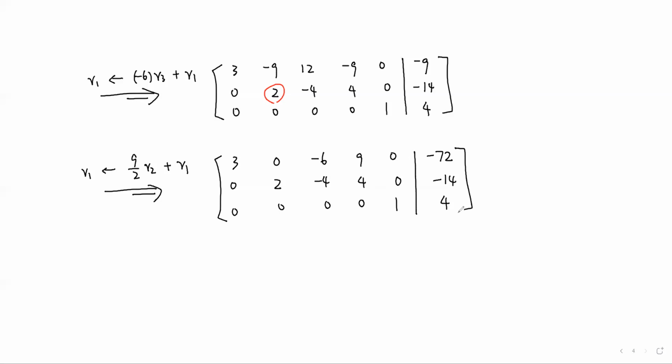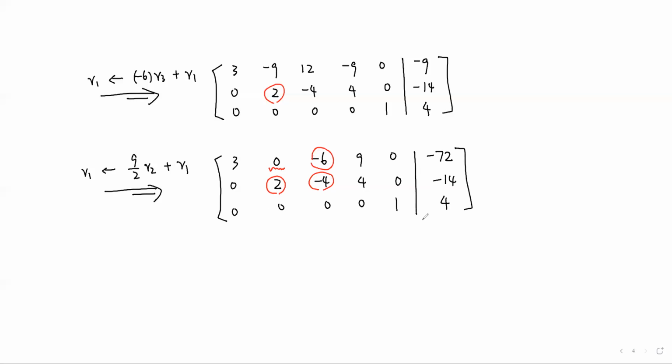Now you cannot introduce any more zeros to the matrix. Some people may say, how about I use, for example, -4 to eliminate -6. But if you use -4 to eliminate -6, then this number will introduce a non-zero number here. So we cannot introduce any more zeros to this matrix.